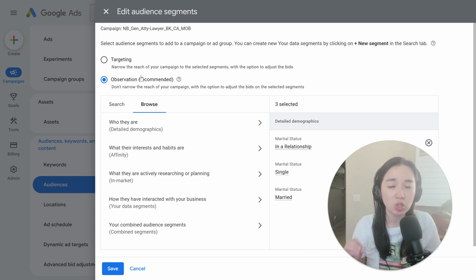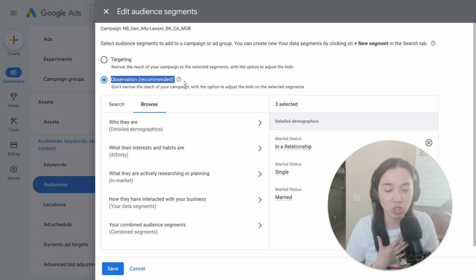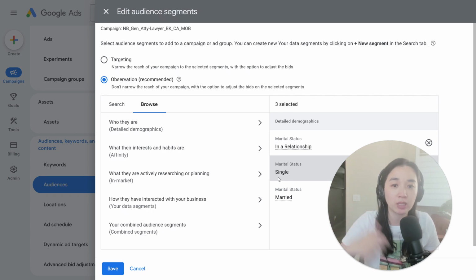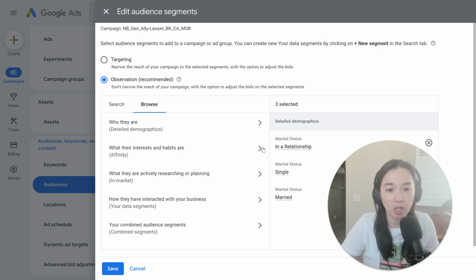use them. Usually, from my personal experience, I will use the observation mode first, and then if I really want to restrict it, then I would change it to targeting. But if you start with targeting first, it's going to be very, very narrow. So I would keep it as observation first, see how it actually performs. And if performance warrants moving to targeting, then you can certainly do that. If not, you can always bid up or bid down on specific audiences.